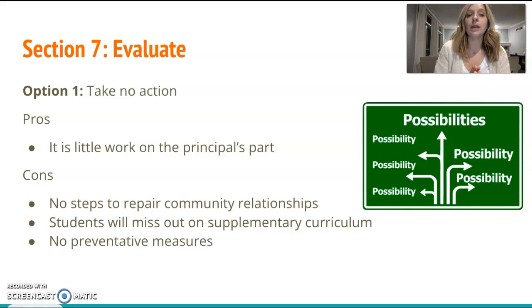So, if we look at option one, which would be to take no action, the pros of it, it's little work on the principal's part. It kind of washes his hands of the situation. The cons to it are there are no steps to repair community relationships, and community relationships are very valuable. It also means that our students are going to miss out on the supplementary curriculum in the upcoming school year, which would be really unfair to them. And then there's no preventative measures to stop this from happening again.